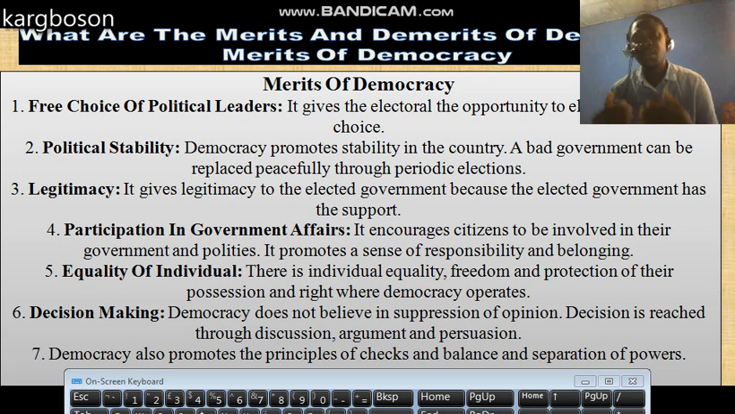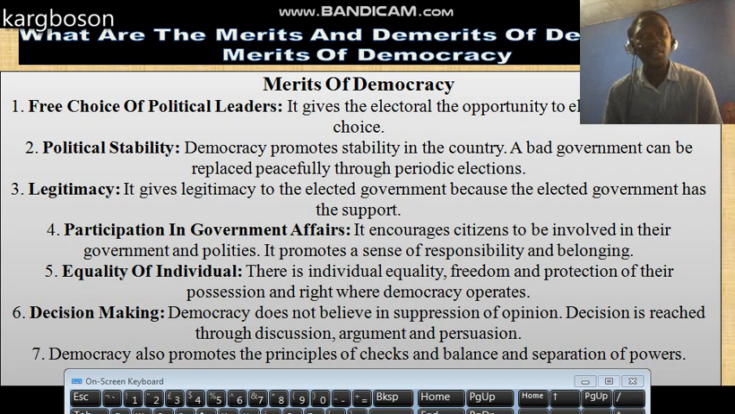You also have participation in government affairs. It encourages citizens to be involved in their government and policies. It promotes a sense of responsibility and belonging. That is also another good thing about democracy. Of course, equality of individuals. There is individual equality, freedom and protection of their possessions and rights where democracy operates. So your property can be protected, and your rights are also protected under the operations of democracy.